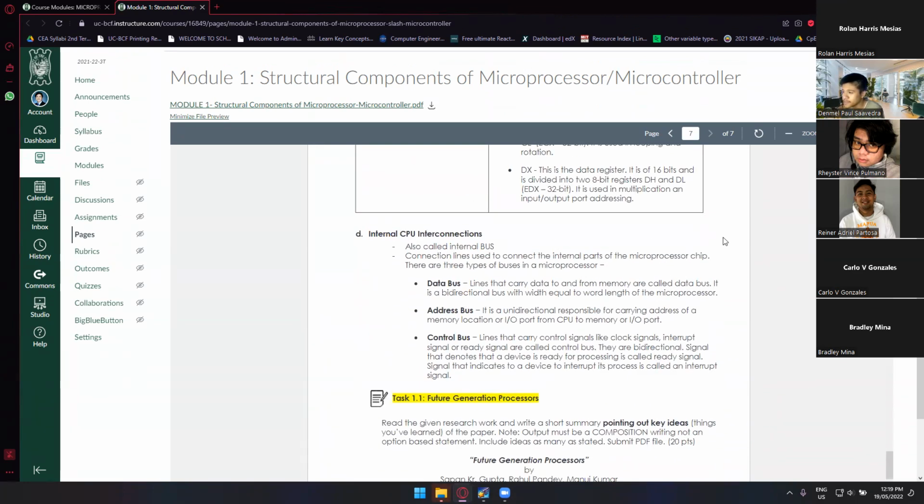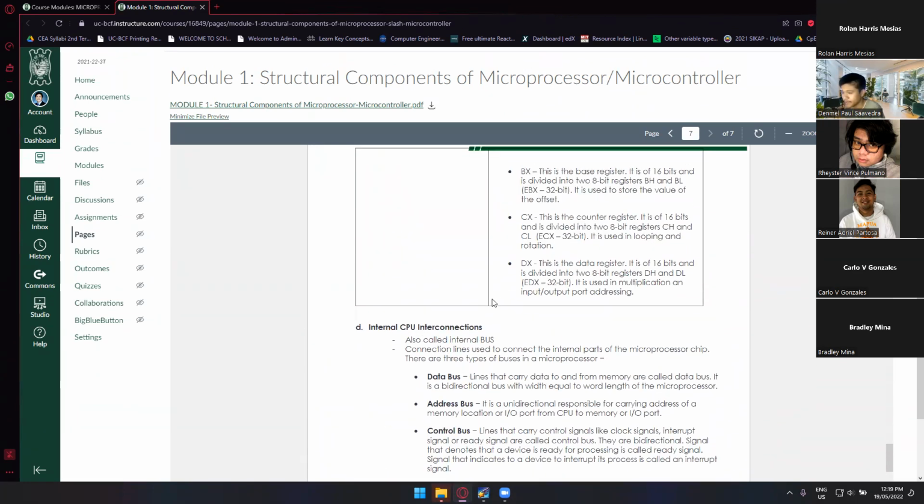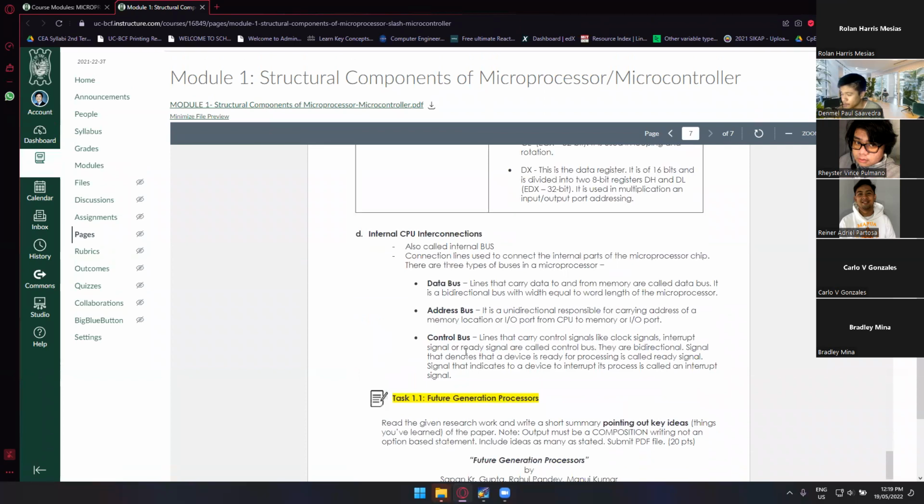And then for the last one, aside from registers, we also have the internal CPU interconnection. These are just buses, or ports or connections. The data bus carries the data to and from memory. This is the main keyword for this one: it carries the data going to memory and going out of the memory. So it's a bidirectional bus.